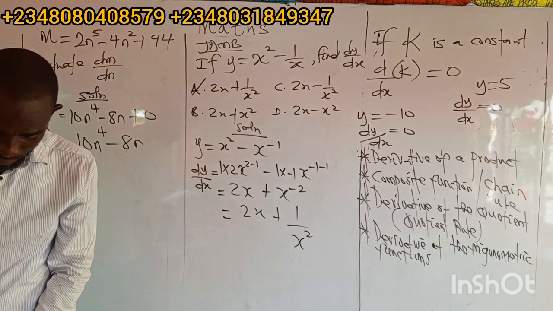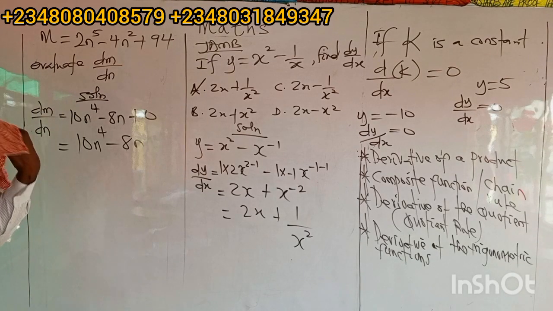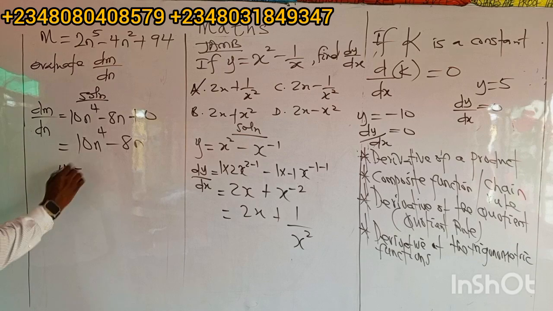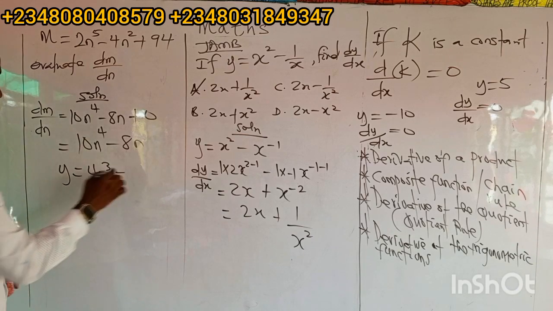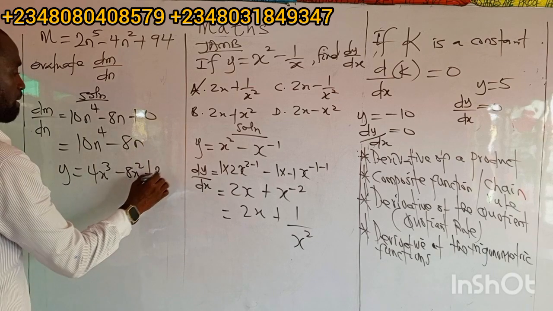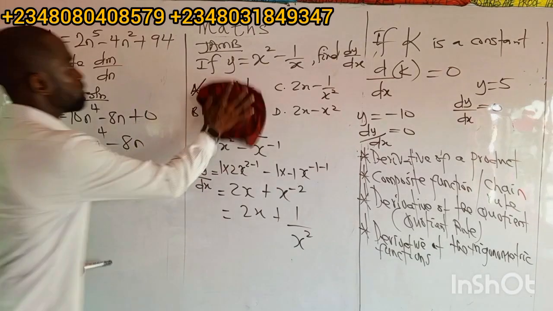So let's go to the next one. I'll show you some more questions. So let's take this: y equals 4x cubed minus 8x squared plus 3x minus 18. So we have to find dy/dx of this question.